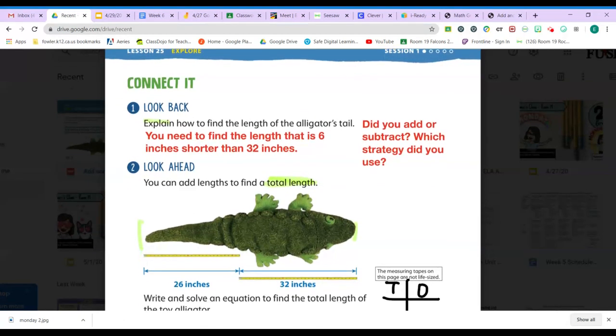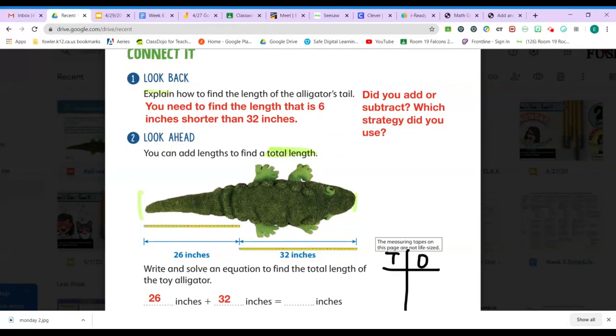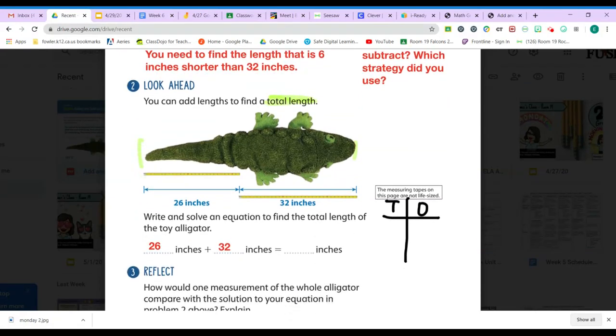We're going to go to number 2, look ahead. You can add lengths to find the total length. So remember, they gave us two parts and then they already gave us the whole, but we can find the total length. So let's see. There are 32 inches here and 26 inches here. Write and solve an equation to find the total length of the toy alligator.